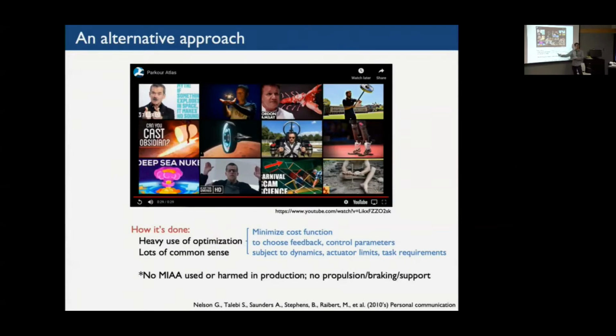What I mean by dynamics is they do use the mass matrix and the equations that we showed at the beginning. They also take into account actuator limits and task requirements. But perhaps most importantly, no muscle-induced acceleration analysis is used in order to do this. If you talk to them, they are fully aware of inertial effects, but that's not what they're worried about on a day-to-day basis. They also don't use terms like propulsion, braking, or body weight support, and they can do everything. And so that's just an argument that maybe we don't need to do that.